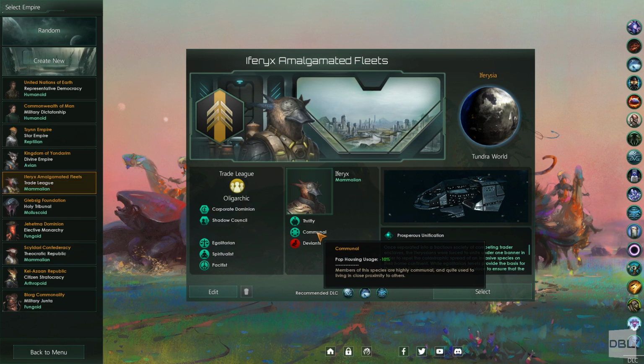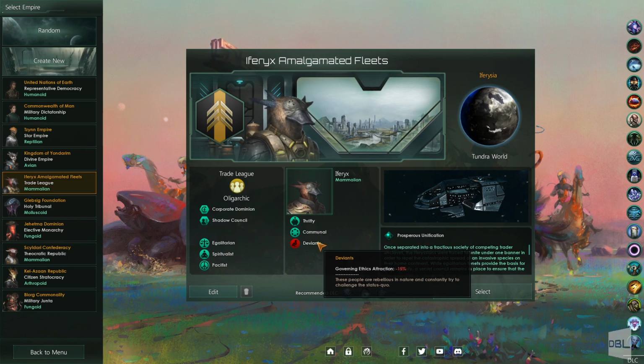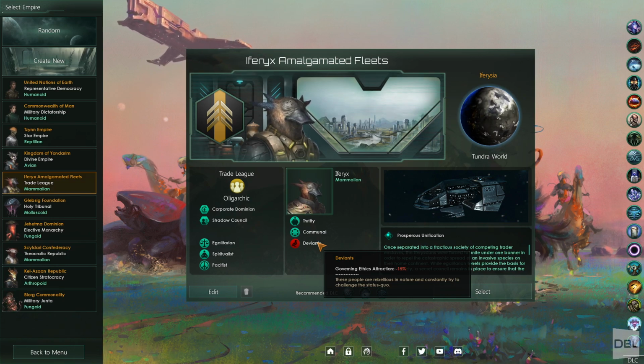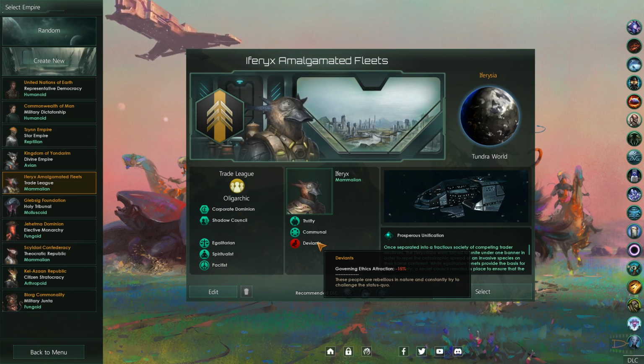Okay. Communal. Pop housing usage, -10%. Members of the species are highly communal and quite used to living in close proximity to others. Yuck. I hate close proximity. If you're going to make your own empire, wouldn't you just take like all the best stuff? Like, what would be the point of making your own if you could just make it like essentially gods that rule without being checked? I don't know.